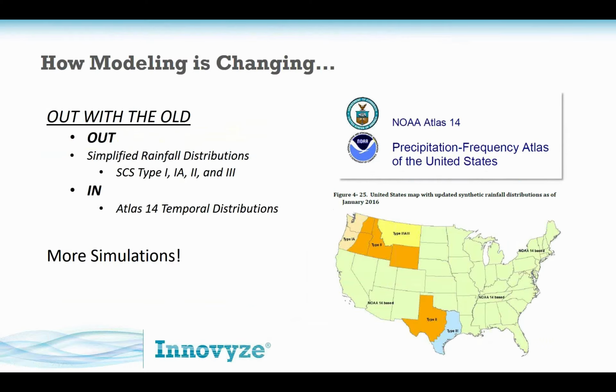So how do I see modeling changing? Obviously, one of the things that Atlas 14 is doing is discontinuing, or at least recommending discontinuing, the SCS groupings of rainfall: type I, IA, II, and III. From a distribution point of view, that nested intensity dates from the 60s, and there have been a lot of significant changes over my lifetime. I'm probably showing some of my age.